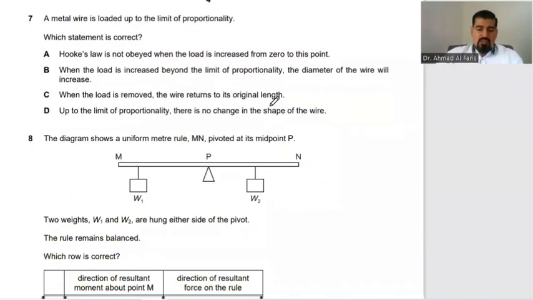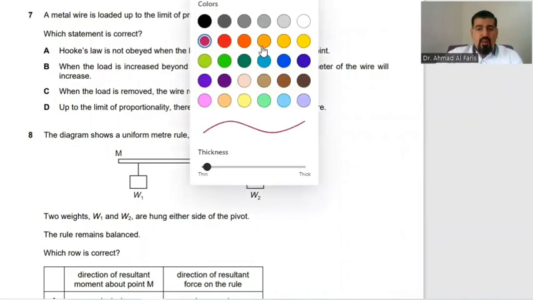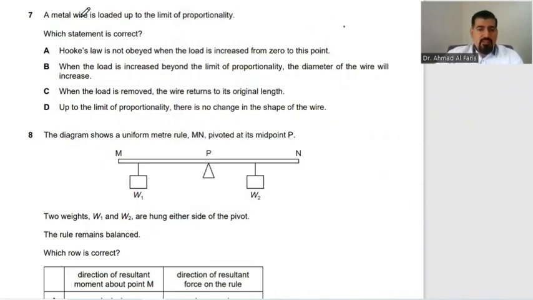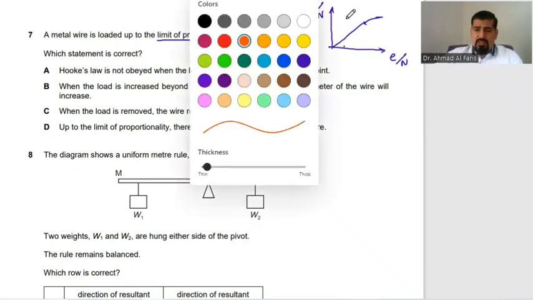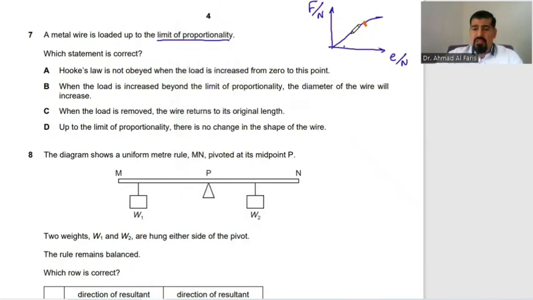Next. Question number 7. What do we have here? In this question, they say that a metal wire is loaded up to the limit of proportionality. Which statement is correct? Before that, what do we mean by limit of proportionality? In Hooke's law, we use the limit of proportionality to tell us that the relationship between the force and the extension for any spring is directly proportional, and the same thing for the wire. It's supposed to be a straight line, then it starts at a certain point, straight line, that means they are directly proportional, then it starts to get curved, not a straight line, since it's not linear, so there is no directly proportional relationship between the force and the extension or the change in length.